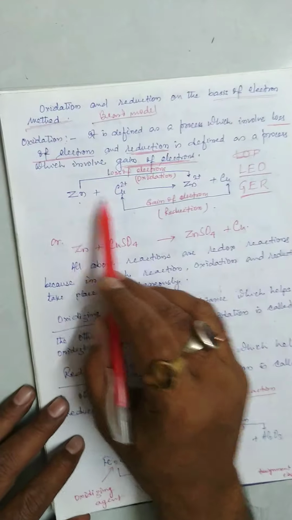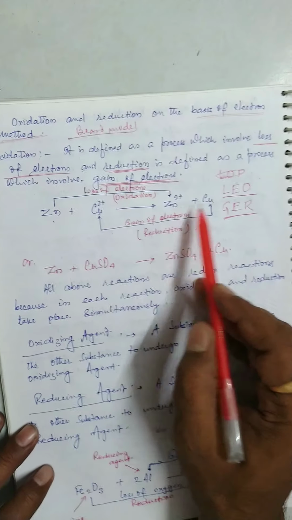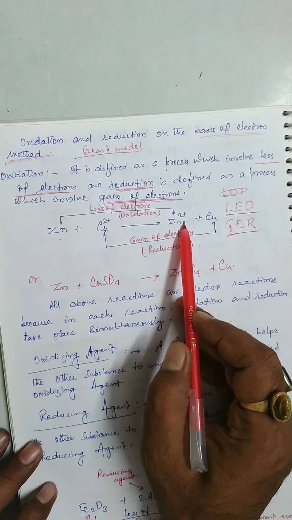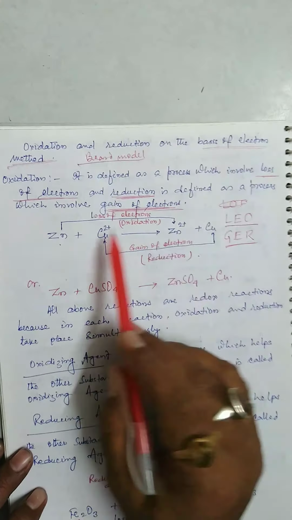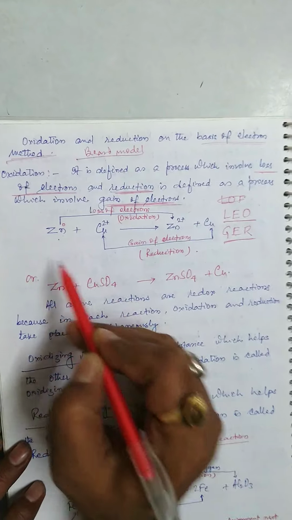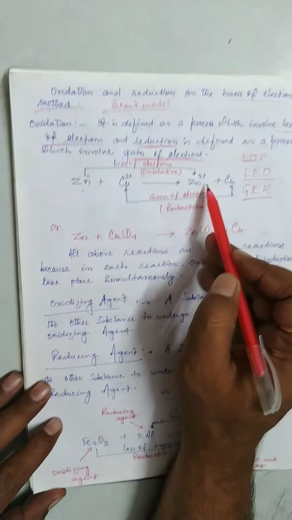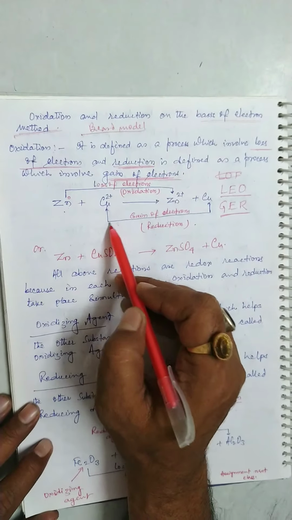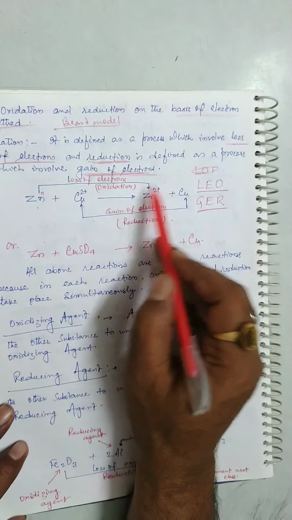Now zinc reacts with copper ion. It forms zinc ion and copper. It means exchange of ions, so the oxidation and reduction, loss of electrons. Zinc contains 0 charge before the reaction. After reaction it contains 2 electrons lost, and copper gains 2 electrons, it is called reduction. The loss is for oxidation.